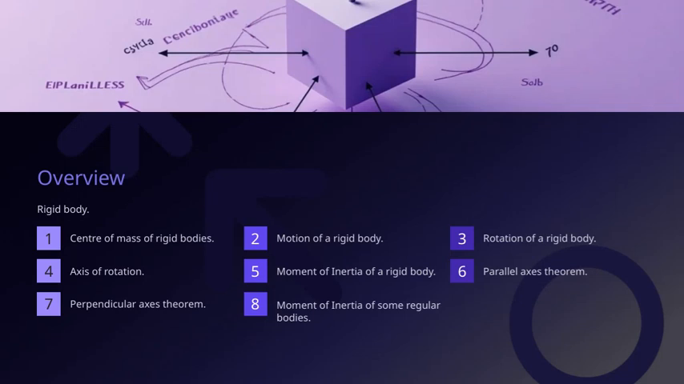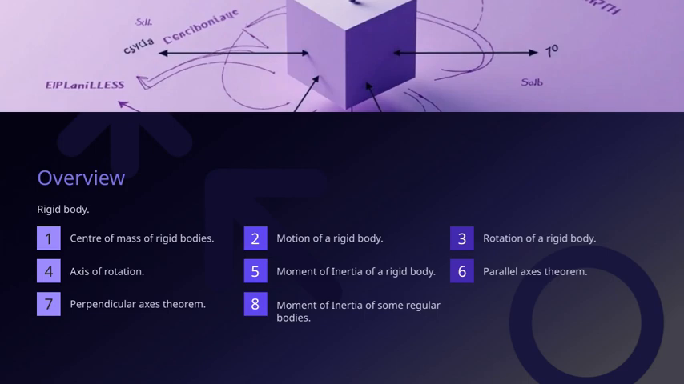Now, let's take a closer look at the parallel axes theorem. This theorem is really useful when we want to find the moment of inertia of a body about any axis, especially when it's parallel to an axis through its center of mass. It essentially helps us relate the moment of inertia about different axes.